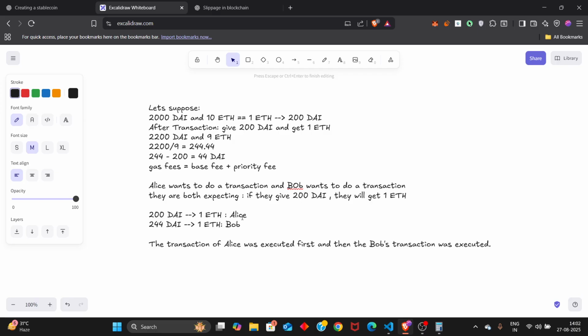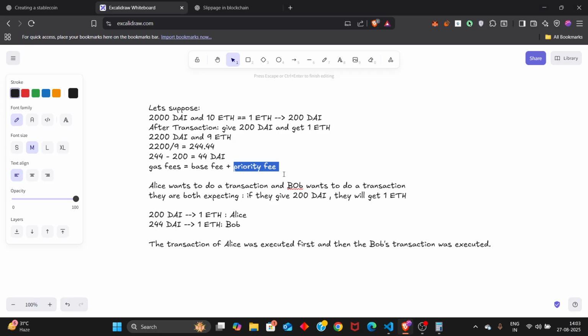I am showing you this much slippage because I have taken a very small amount of DAI and ETH liquidity. In real cases these liquidities are in billions, so the slippage is very small, almost negligible. But sometimes, if you do a bigger transaction, it is not negligible. That is why there are some attacks happening in real life, based on this priority fee. We will talk about that in another video.